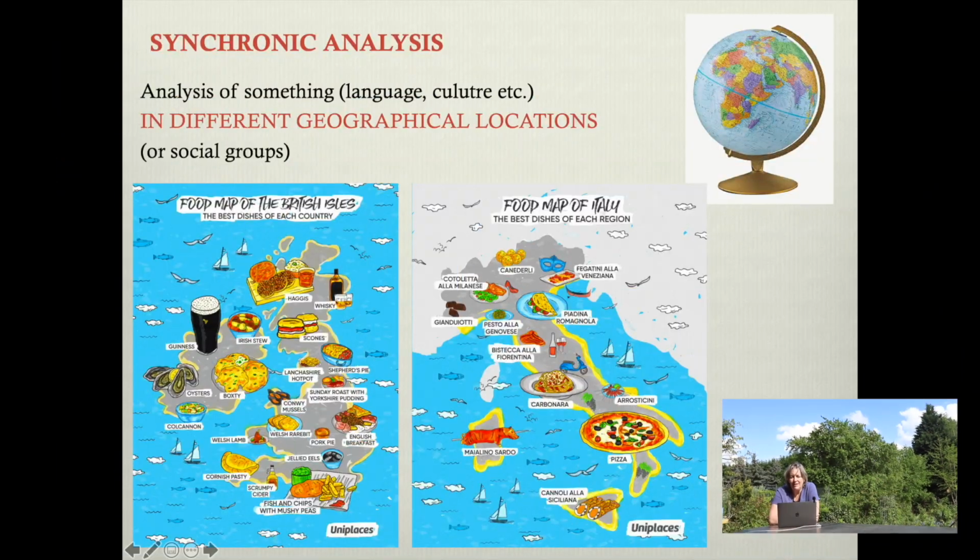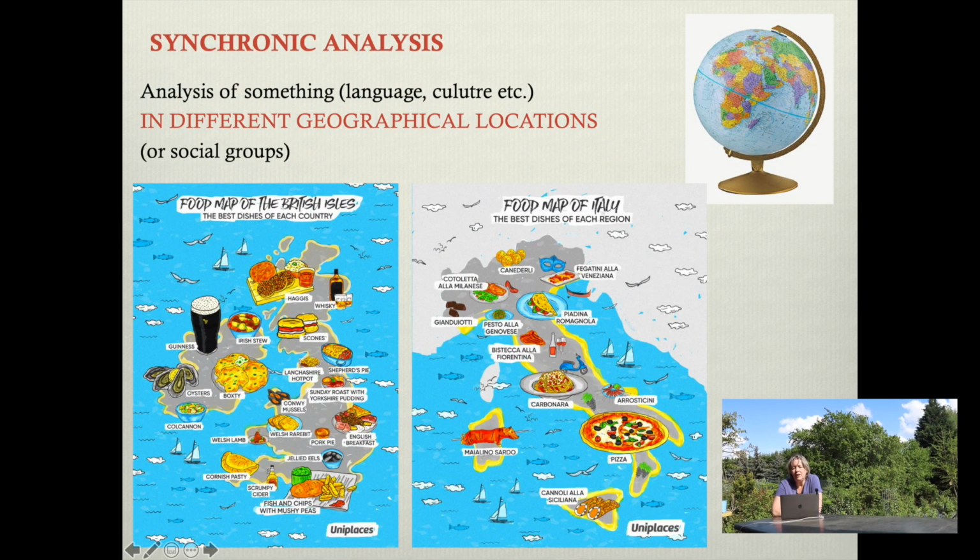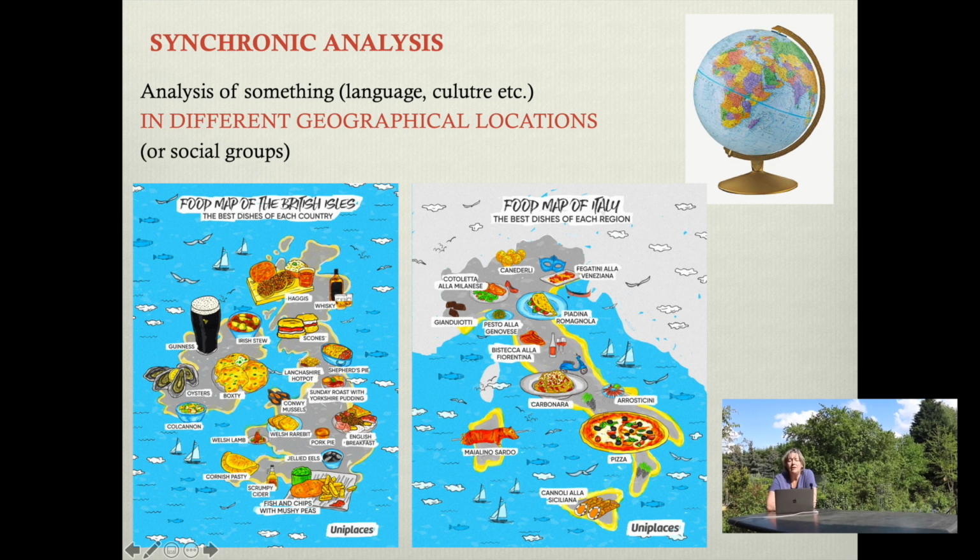some concepts that you hopefully remember from the first year, like the concept of synchronic and diachronic analysis. So synchronic analysis it's the analysis of something like language, culture, but also food in different geographical locations or social groups at the same time. So this is mostly what we are going to do today.